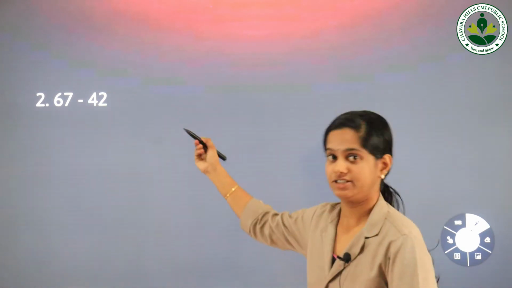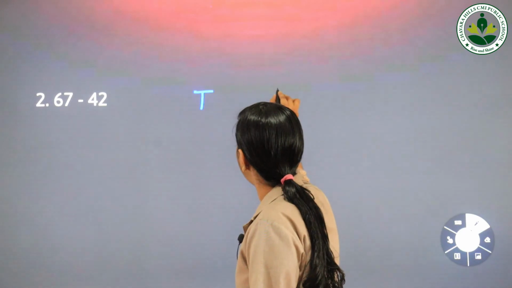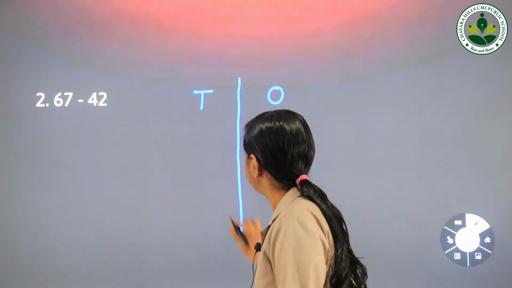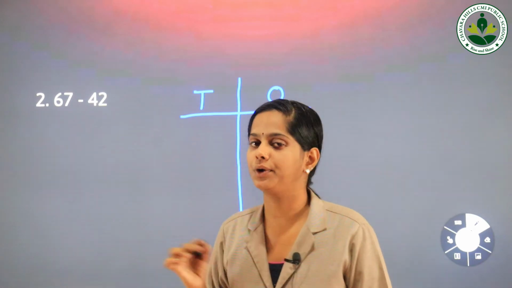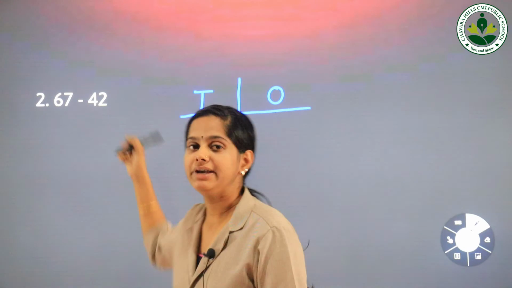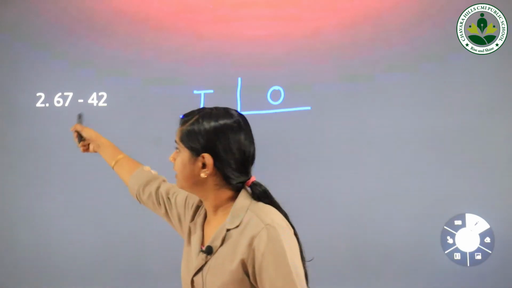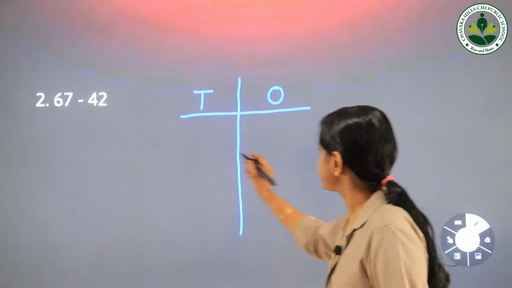For this, first we arrange these numbers vertically according to their place value. First step, draw the place value chart: tens and ones. Next step, arrange these numbers according to their place value. Always remember, we write the bigger number on the top. Here the bigger number is 67. So we can write 67.